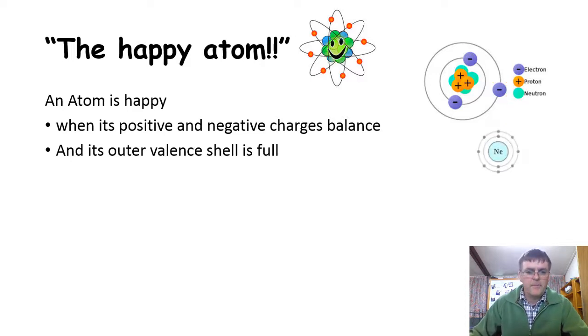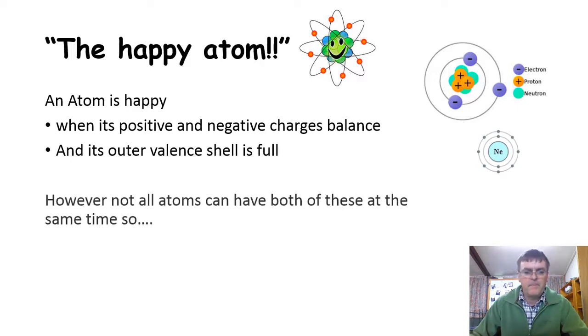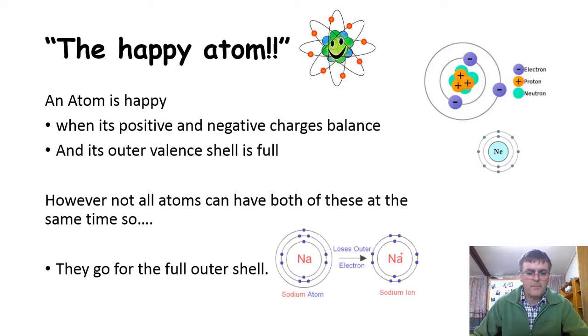So what can we do about it? So this one here, neon, it has got 8 in its outside shell, so it is a happy atom. Now most atoms don't get both of those at the same time. The noble gases do, that's why they're so unreactive. They're happy, they don't want to do anything. So the ones that don't have that, they go for the full outer shell. So they'll do something to get themselves a full outside shell. That might mean they lose an electron, or it might mean they try and get hold of one.